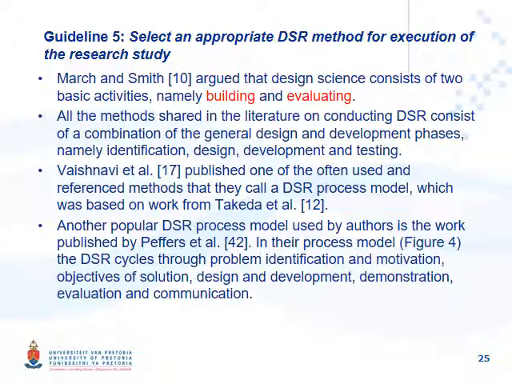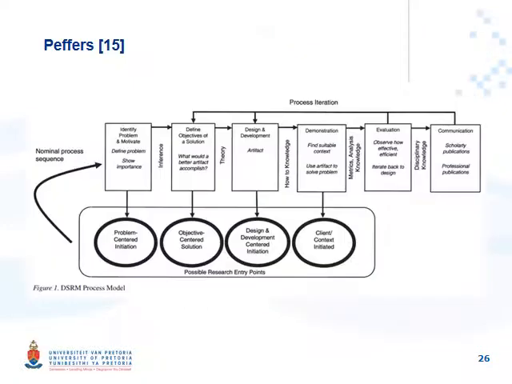Another popular design science research process model used by authors is the work published by Peffers et al. In their process model, the design science research cycles through problem identification, motivation, objective of solution, design and development, demonstration, evaluation. As you can see from their model, they start with the identification of the problem and the motivation. They define the objectives of the solution. They go into design and development, demonstrate, do the evaluation, and the communication.